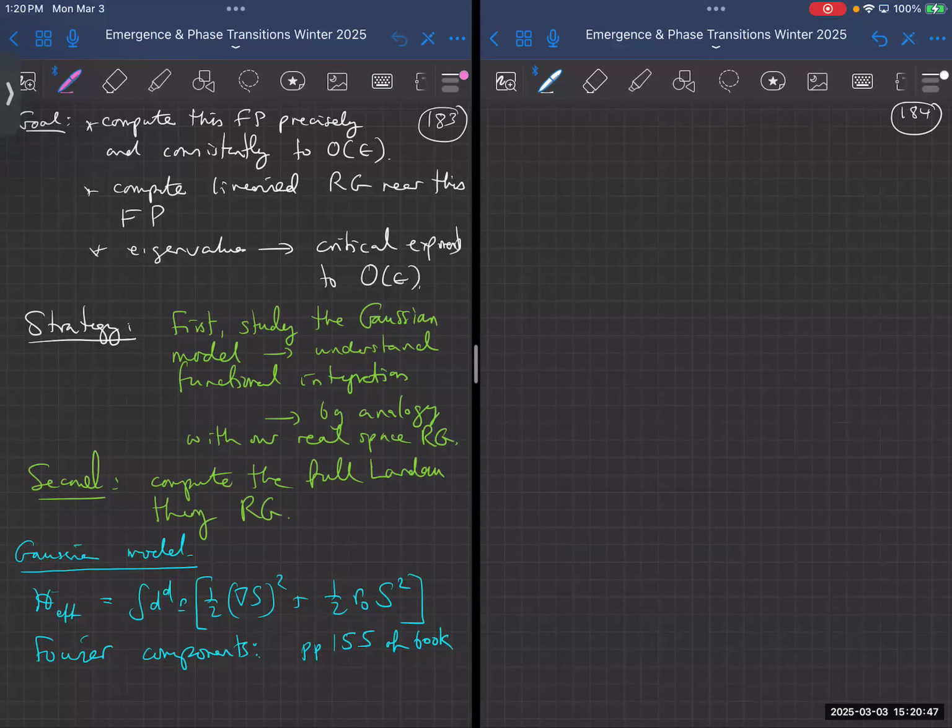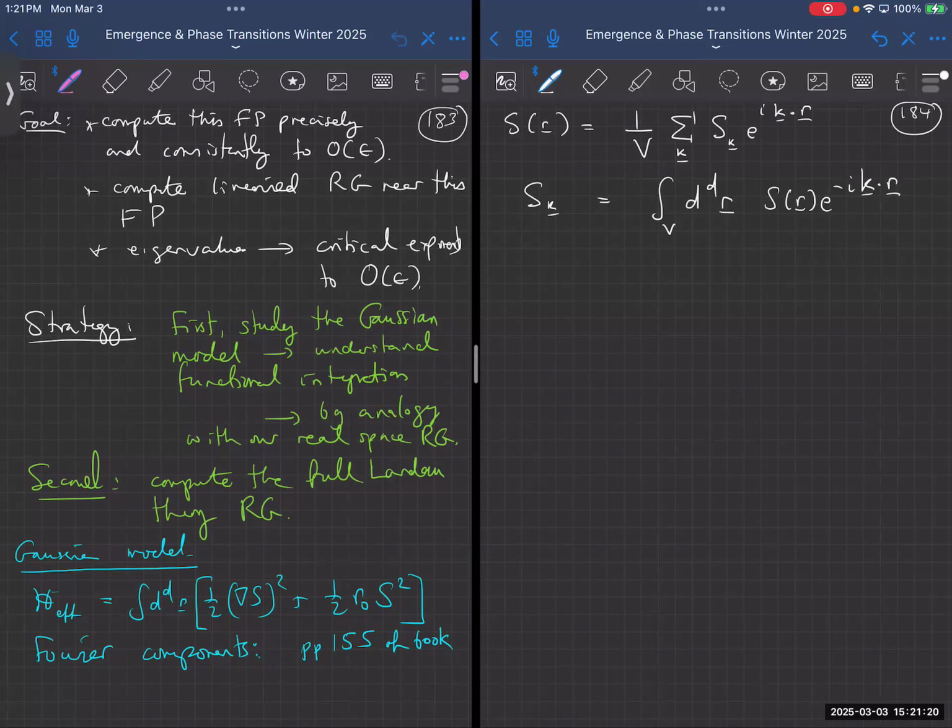So what we're going to say is, if I have a system in a volume V, then I can write my S of R as 1 over V times the sum over the Fourier components S of K e to the i k dot R. So that's the Fourier transform. And the Fourier components themselves are written as the integral d^d r over the volume V of S of R e to the minus i k dot R. So that's my definition of Fourier transform.